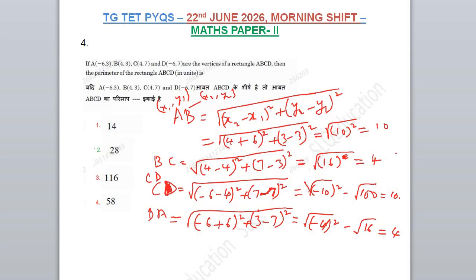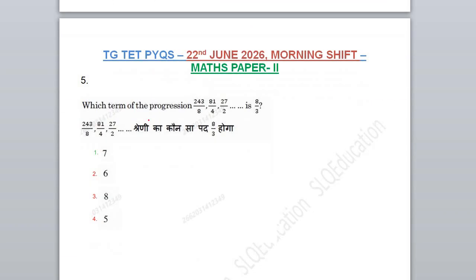If we add all these, 10 plus 10 is 20, then 4 plus 4 is 8, so 28 is the answer. So if we add all the sides, that is AB plus BC plus CD plus DA, it is nothing but 10 plus 4 plus 10 plus 4. So this is equal to 28. The second option is the answer. Hope you understood that one, very simple.